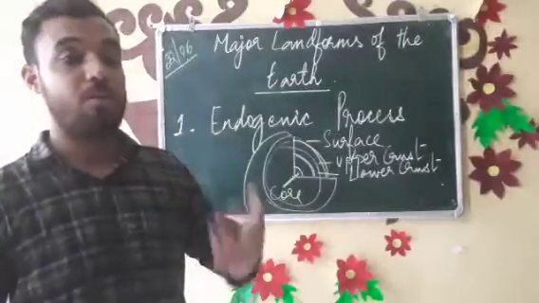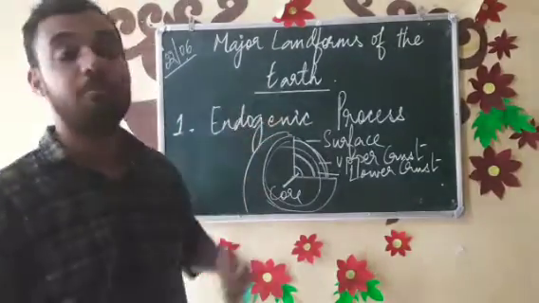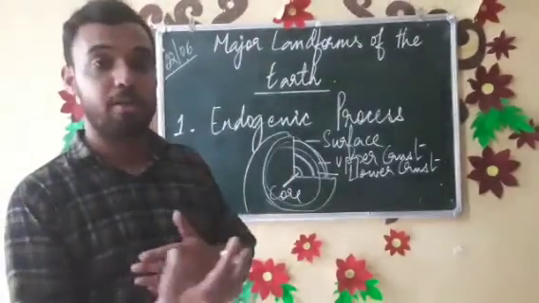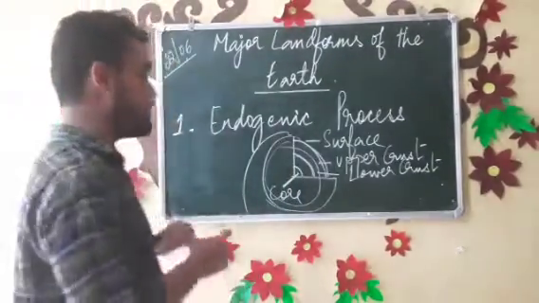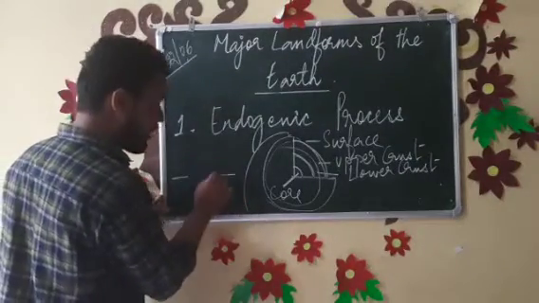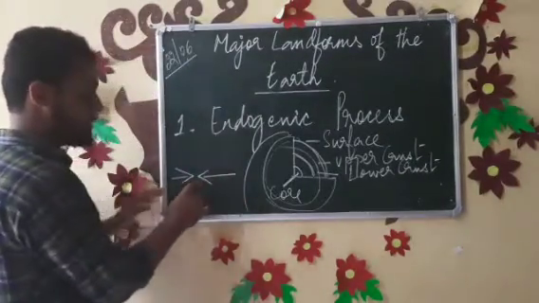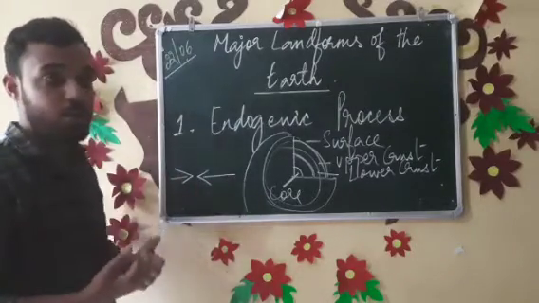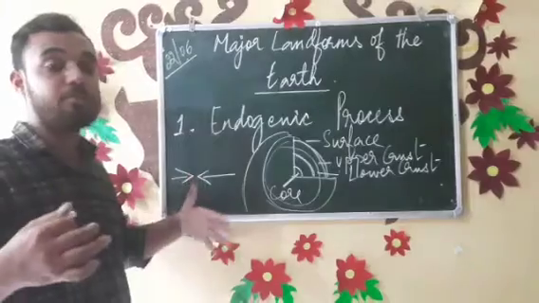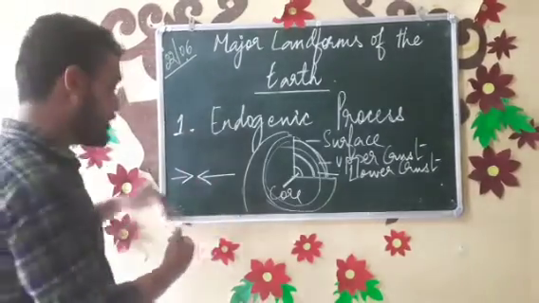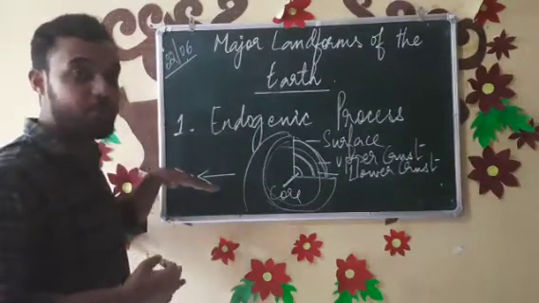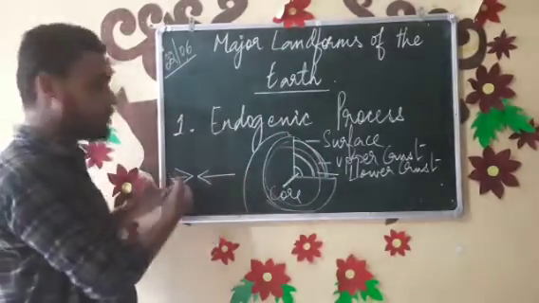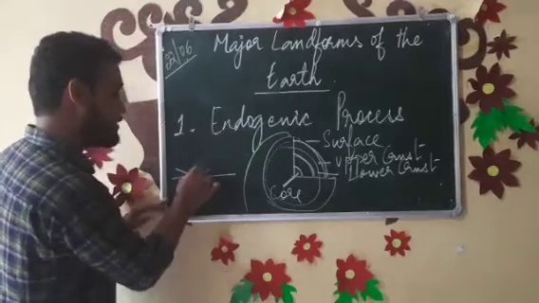Now, what happens that forms the different landforms? When these tectonic plates are moving inside the earth, what happens if they collide with each other? Why do they collide? Because the pressure is exerted from both sides. From this side the plates are moving, from that side also the plates are moving. Now when they collide with each other, there forms a raised land.